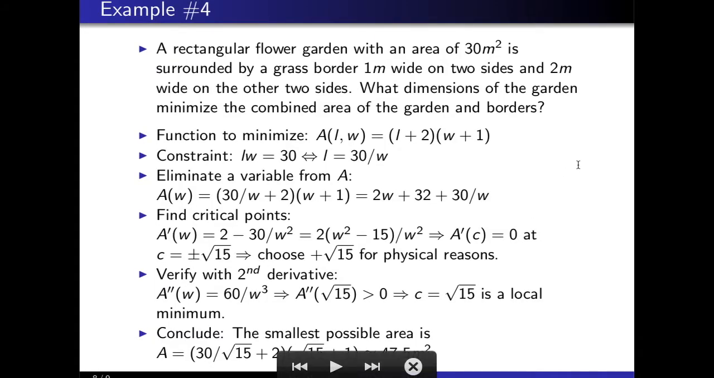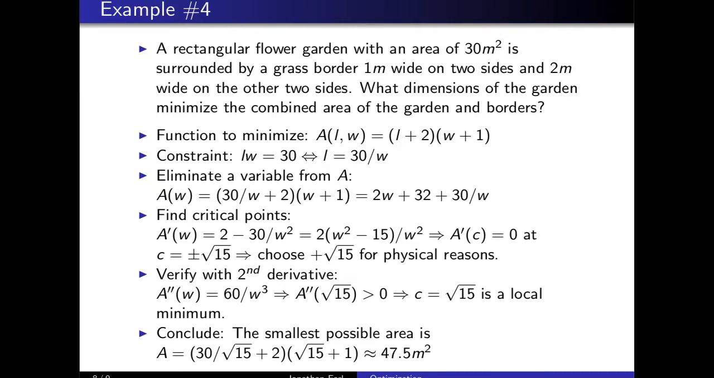Okay, so then the function that we want to minimize in the end is going to be L plus 2 times W plus 1. And the constraining relation that we have is that L times W is 30. So L is going to be 30 over W. And then we'll use that to go and eliminate a variable from the original function A. Okay, so when we do that, we'll get that the function that we're going to have for the area as just a function of the variable W is going to be 2W plus 32 plus 30 over W.